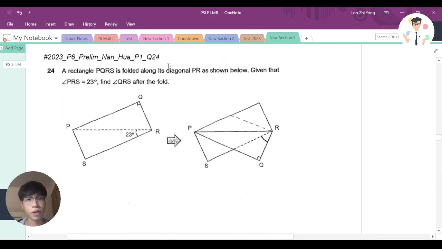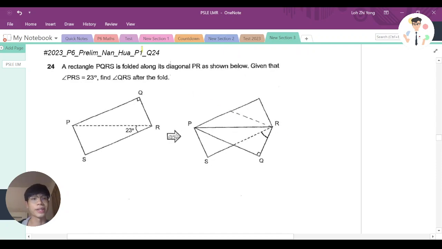Our next question is from Nanhua, paper 1, question 24. It says that a rectangle PQRS is folded along its diagonal PR as shown below. Given that the angle PRS is 23 degrees, as you can see here, find angle QRS after the fold. So the key thing here is about the folding. You should understand that as long as it's folded, the angle will still be the same.